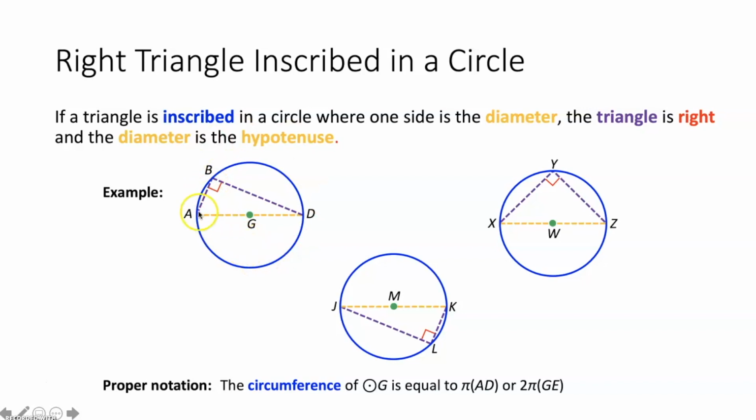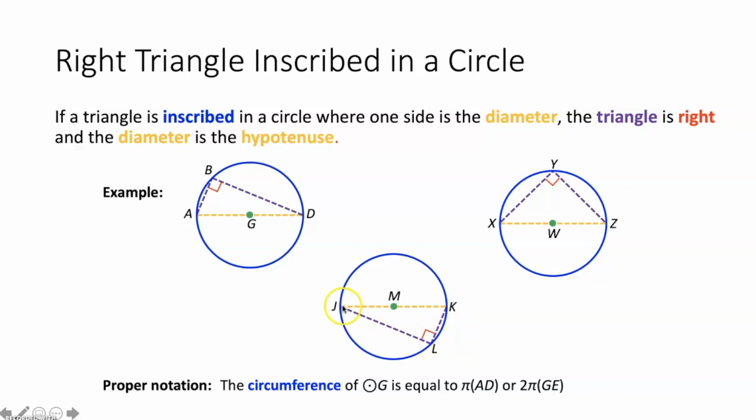So in this example right here, triangle ABD is inscribed in circle G, and we know that because each of the vertices lie on circle G. We also know that one of the sides, segment AD, is the diameter of the circle, meaning triangle ABD must be a right triangle. Same thing here.